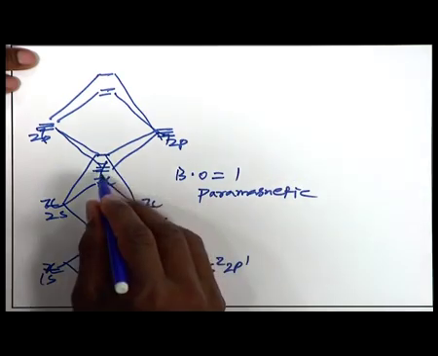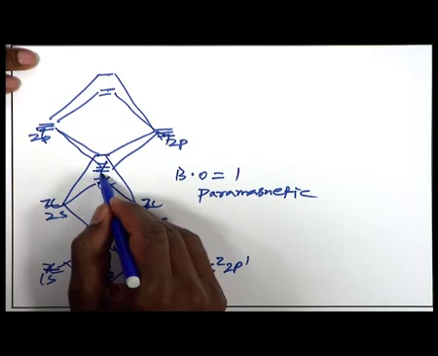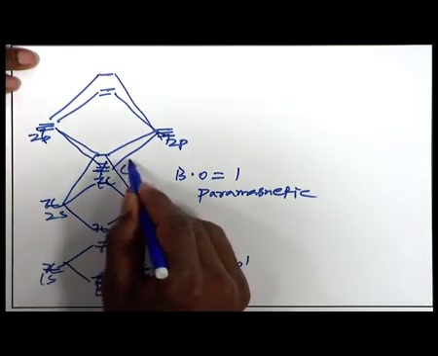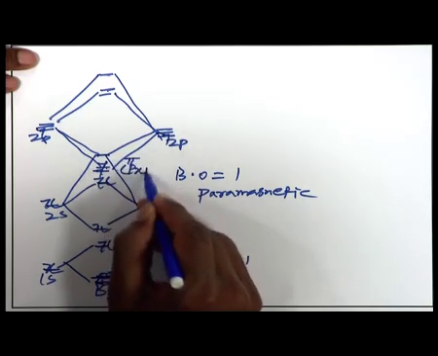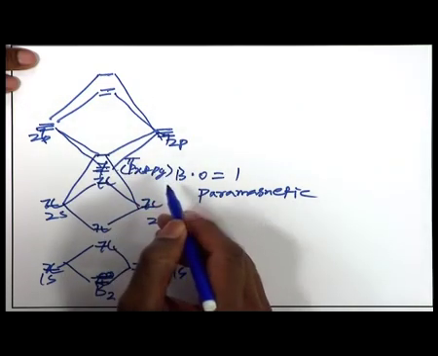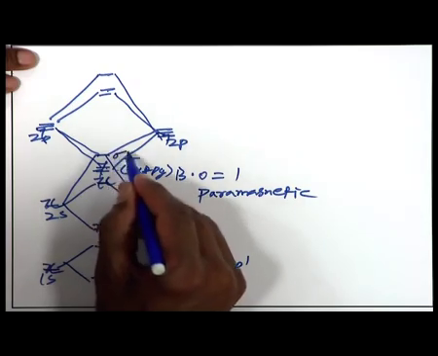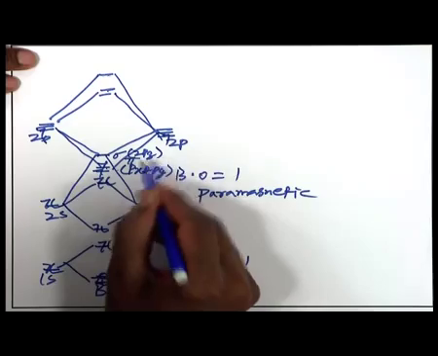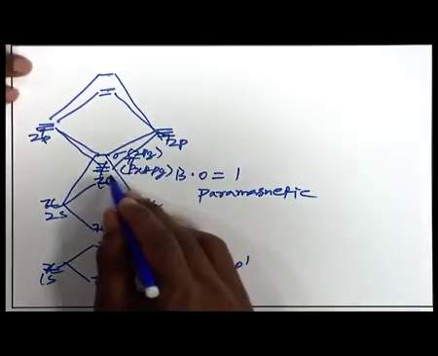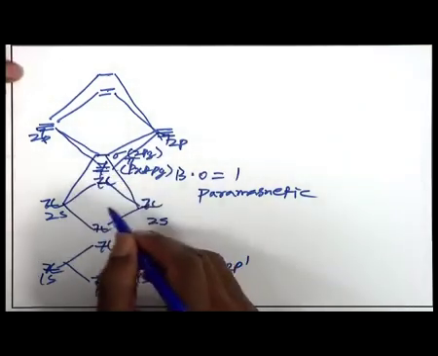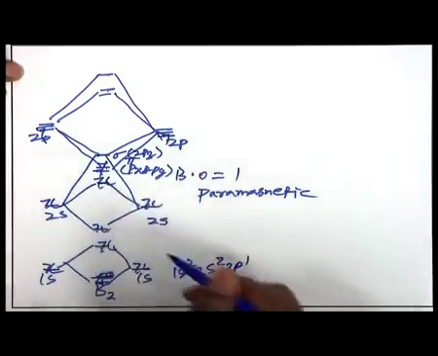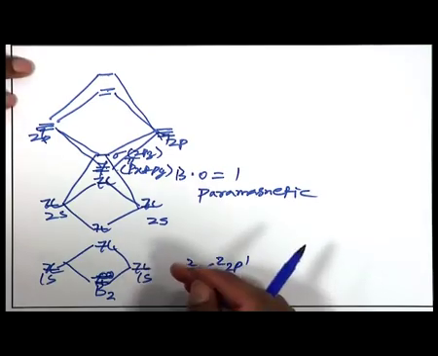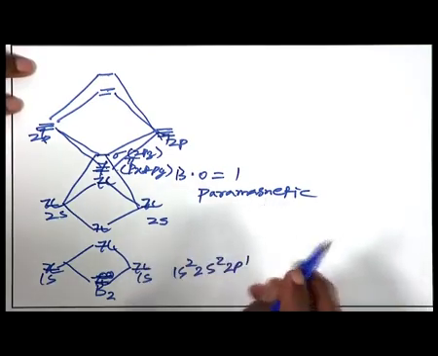Because there are 2 unpaired electrons, one here. This is the pi orbital formed by px and py orbitals. This is a sigma orbital formed by 2p sigma, this is a 2pz orbital. So, there are 2 electrons in these orbitals, the bond order is 1, the molecule is paramagnetic. Now this diagram explains the experimentally observed property of B2, that is paramagnetic.